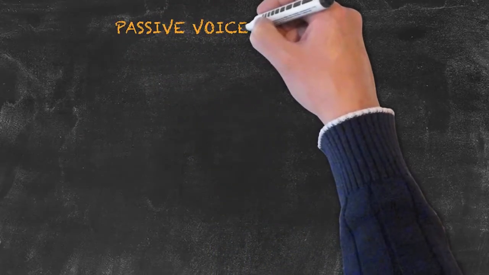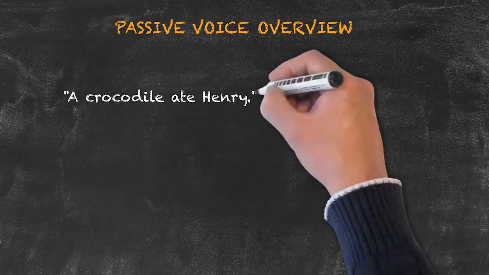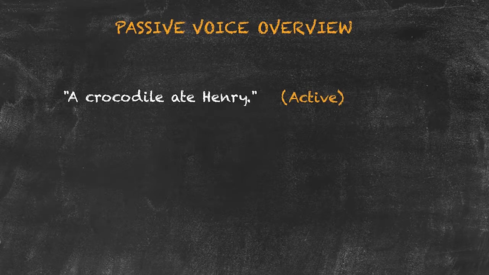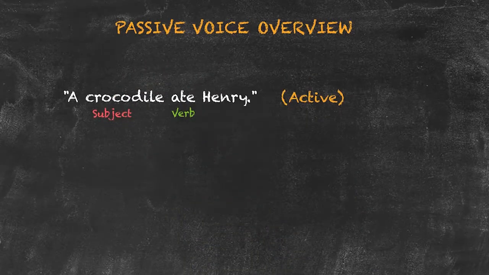So, to recap the passive voice, we can see in our example sentence, "A crocodile ate Henry," that this is the active voice. It has the order subject, plus verb, plus object. Crocodile being the subject, the verb in the past tense, ate, and then Henry as the object. This is the active voice.